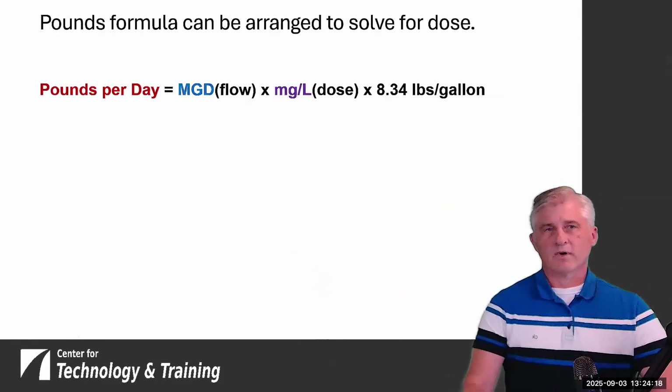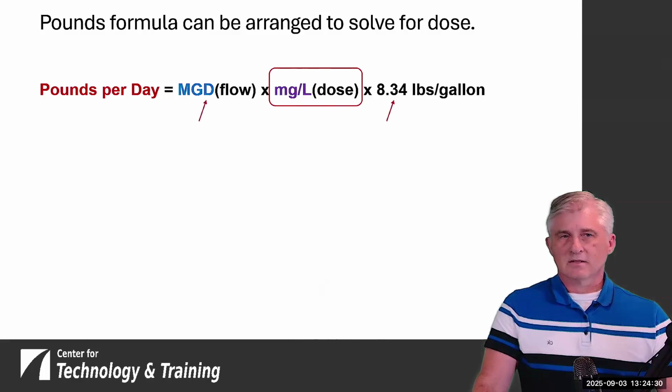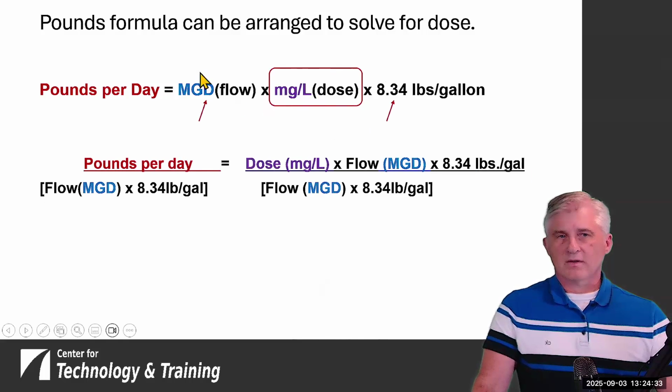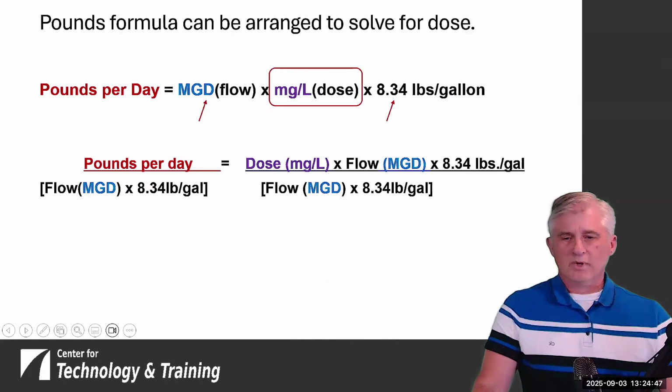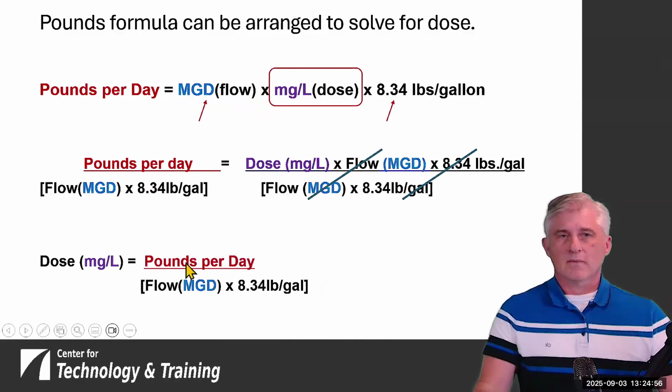As it says, the pounds formula can be arranged to solve for dose. So we take our pounds formula. We want to find that dose. So we're going to divide both sides of this equation by 1,000,000 gallons per day, our flow, and by 8.34 pounds. So pounds per day stays over here. We put these underneath both sides, and then we can cancel these out because they're the same. And so what it does is it gives us the dose is equal to the pounds per day divided by the flow times the weight of water.